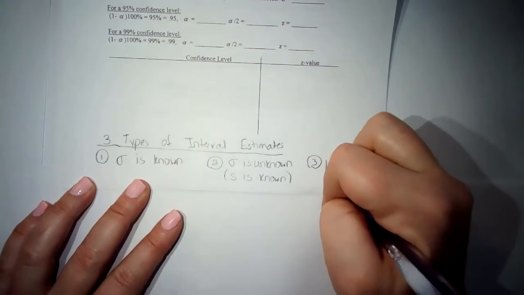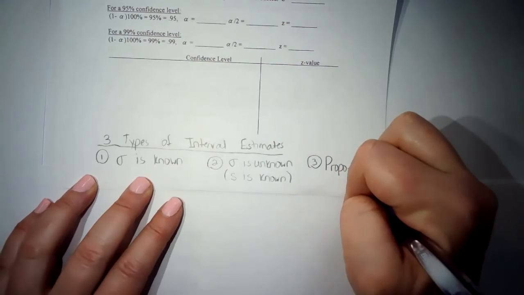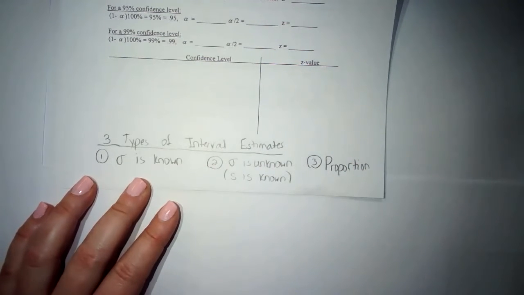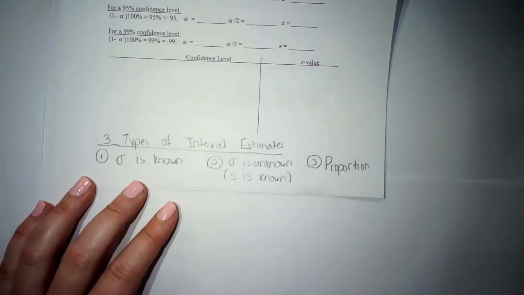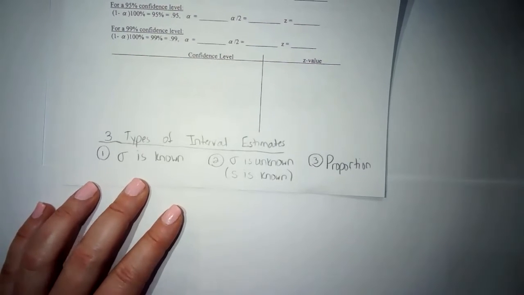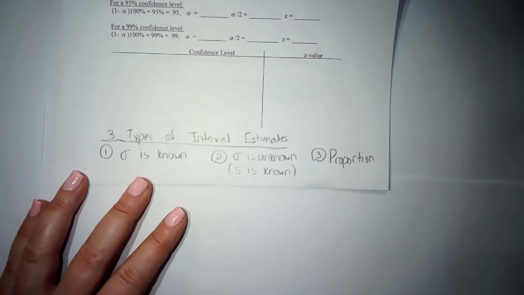And the third type is going to be a proportion. And we've been dealing with those in chapter 7. So that's what we're going to deal with in this chapter: we're going to make an interval estimate for each of these 3 types of problems. That's what's going to be on your test. That's what you need to be comfortable doing.